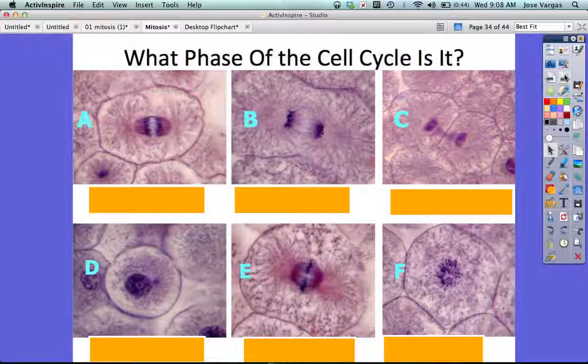Okay, so let's see if we can identify them. Click pause, write down your answers. When you're ready to check them, click play again.